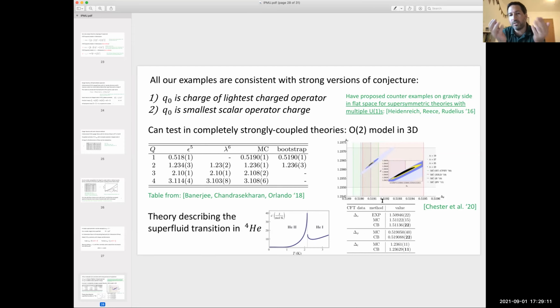Something that we can think about, for example, is the O2 model in 3D. We know from general large charge arguments that we expect the conjecture to be true for Q0 of some order 1 number. But you can ask, are these stronger versions true? Is it true that the full spectrum is convex? Can we take Q0 to be the lightest charged operator or the smallest charged operator for the scalars? And it turns out that in these theories, one can also calculate the spectrum, and it is convex fully, starting with Q0 equal to 1.